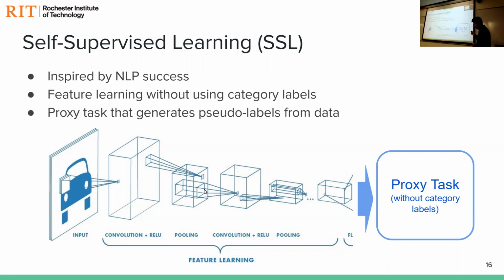It comes inspired from the success that they had in natural language processing. There are these big language models and they are trained in a self-supervised manner. What that means is that now it will be able to do feature learning without using these category labels. And they do that by just putting a proxy task. This proxy task is going to generate some pseudo labels that is going to help me to learn some features from the images.